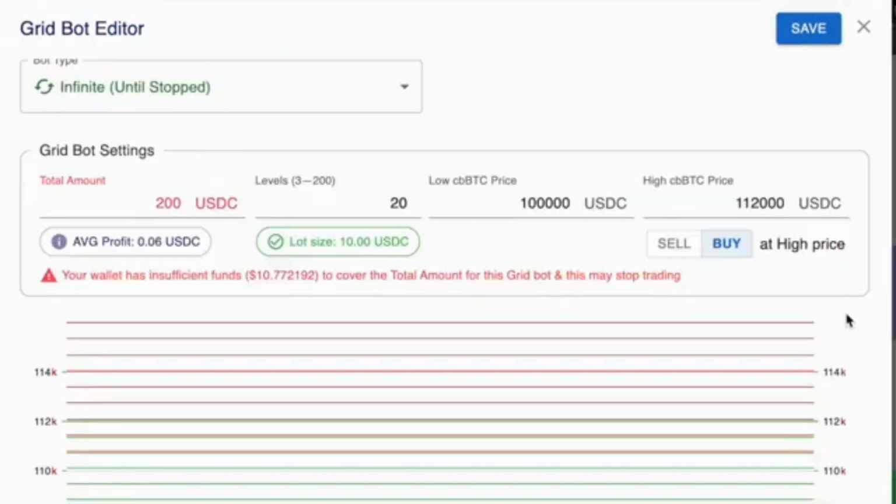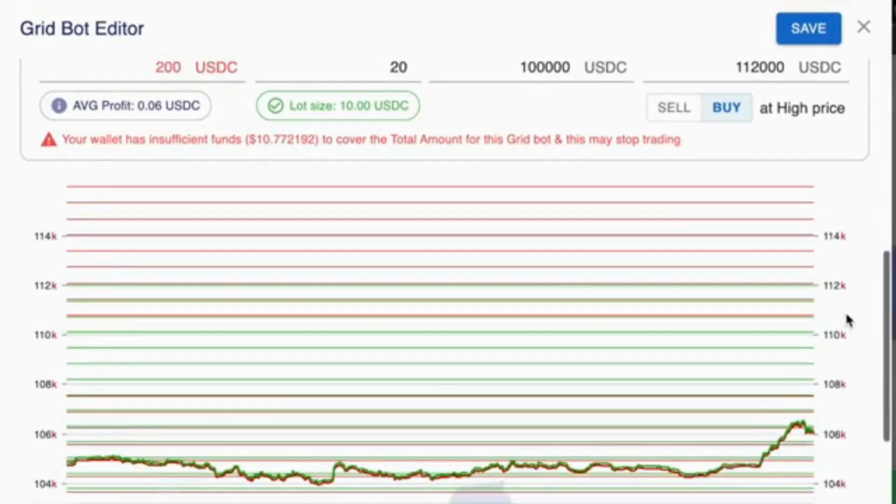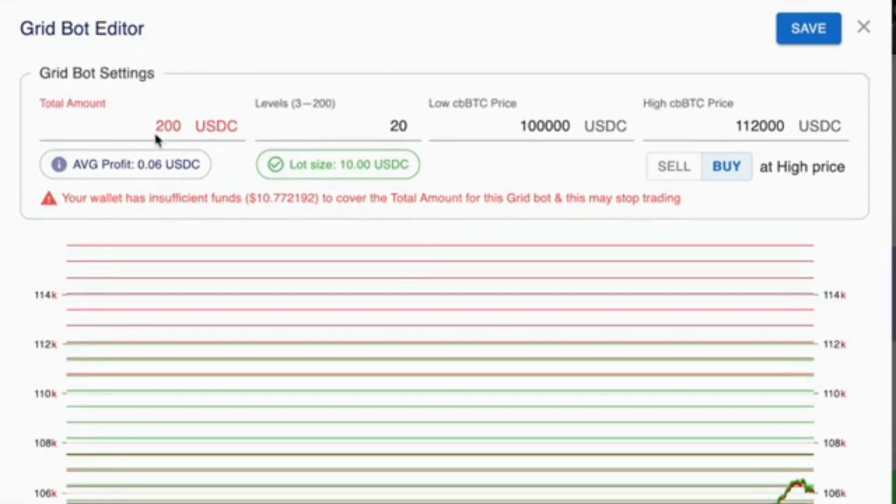Having more grids inside the bot can be an advantage and a disadvantage, and let me show you what I mean. Now I've got a fund here of 200, so the maximum amount of lines on the grid I can have is 20. So that would mean each buy would be for $10.